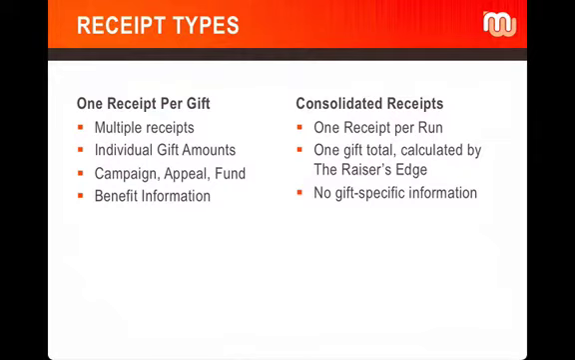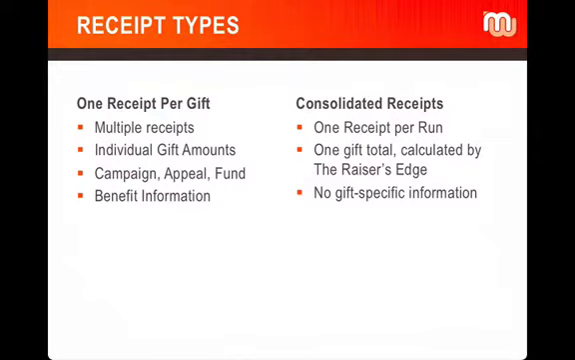It will show the individual gift amounts, your campaign appeal fund, and your benefit information if you pull that in. Consolidated receipts, on the other hand, is one receipt per run. That means if you've accidentally included gifts in kind or gifts with benefits, it's going to do it all in one go.